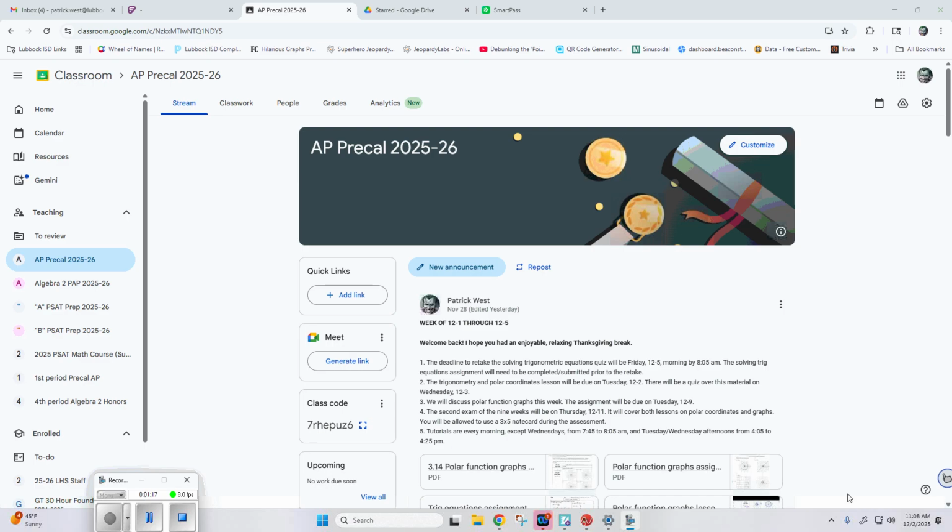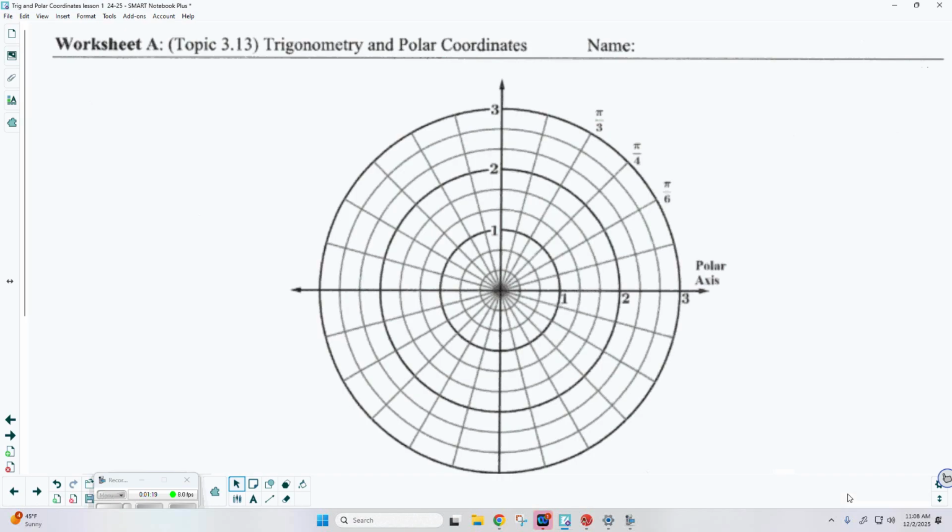Okay, well, let's take a look at the homework here. The front of it is going to look like this. It'll say Worksheet A, 3.13. What questions do we have? Number 23? 23.